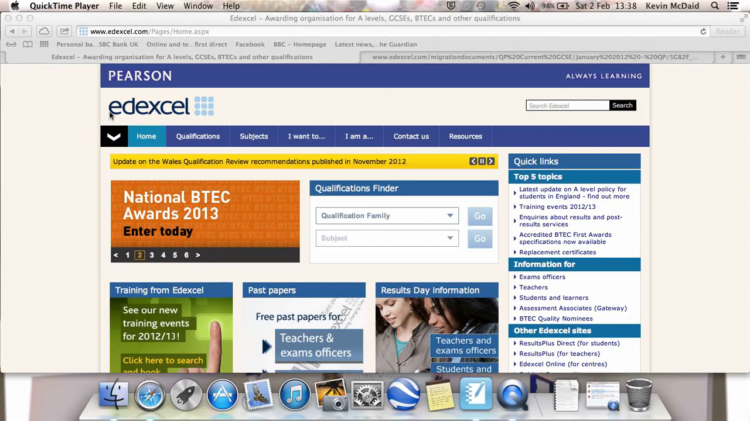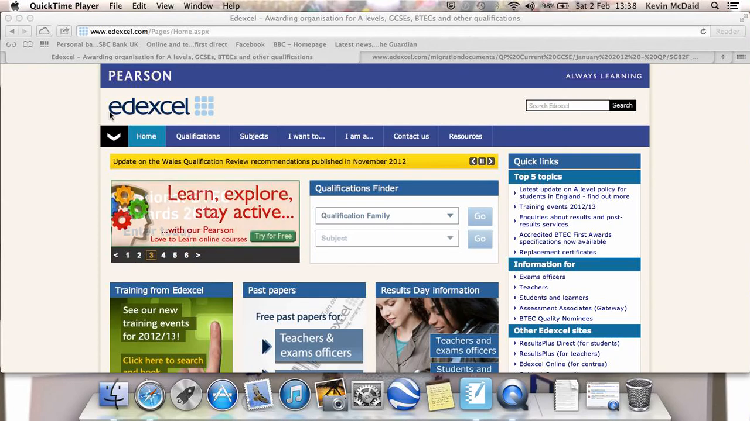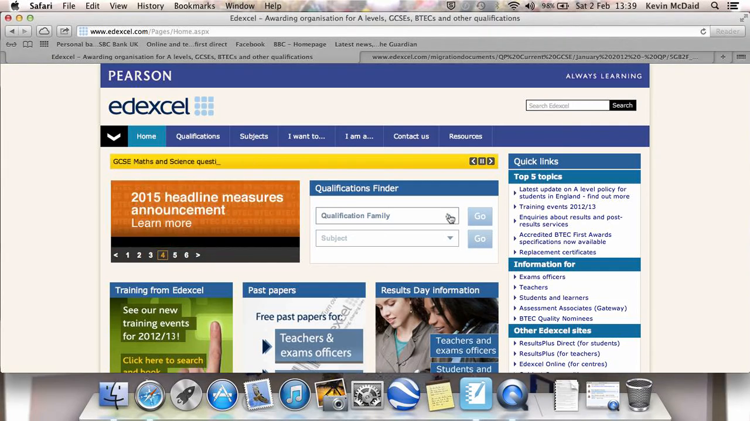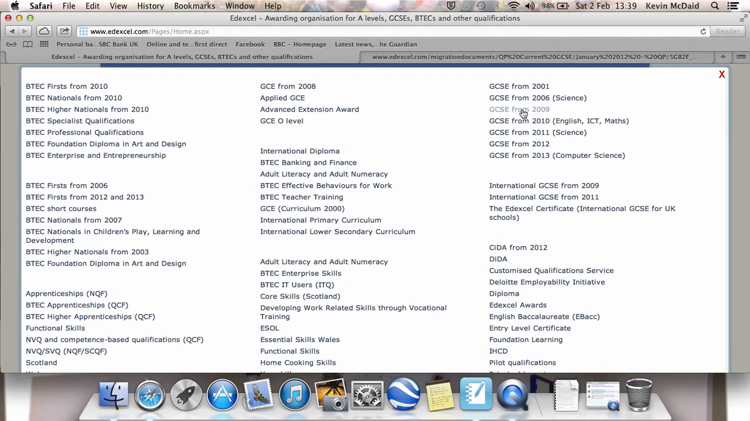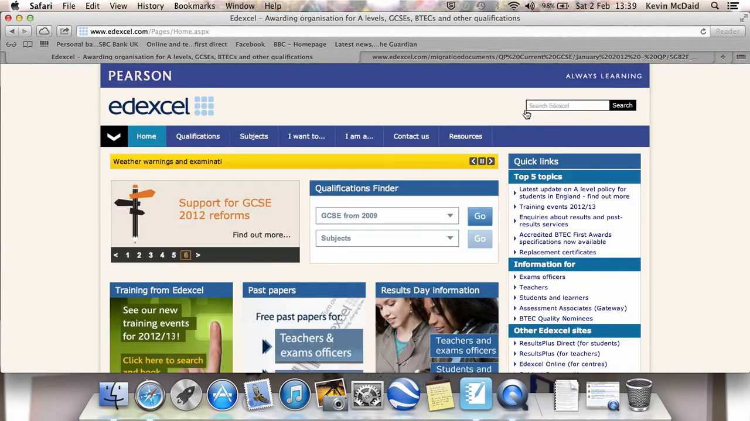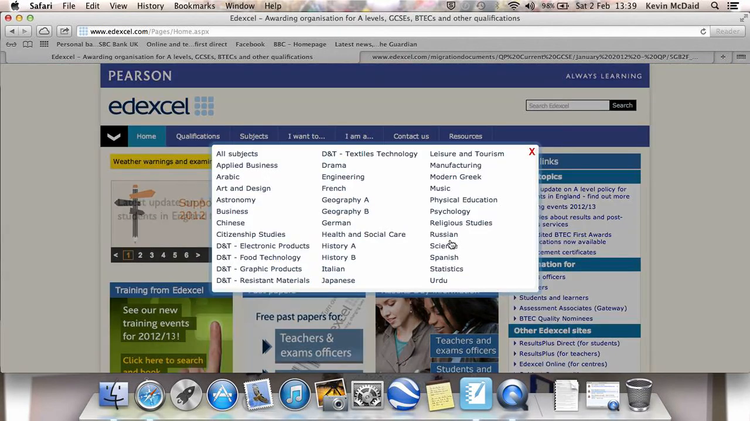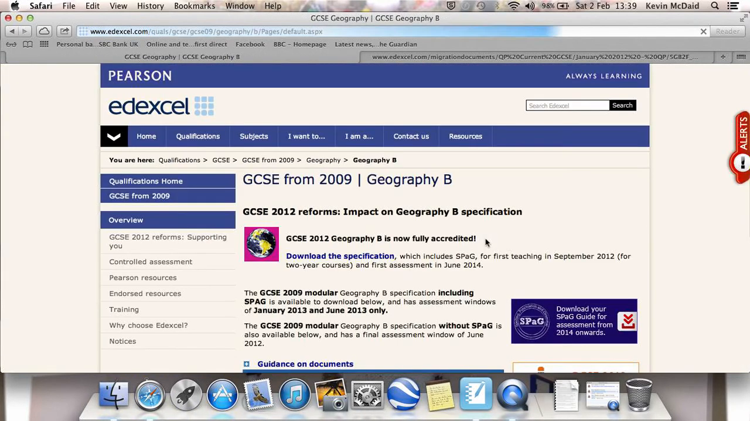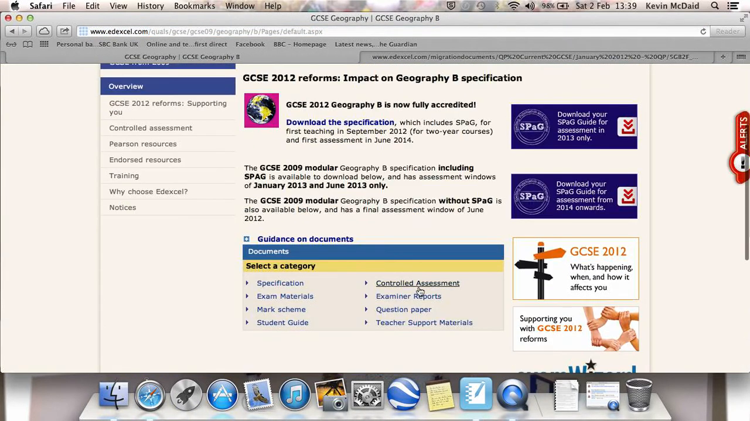So, looking for exam resources, go to edexcel.com in your browser. Under qualification family, if you are in Year 11, you need to go to GCSE from 2009. If you are in Year 10 and you're looking at this, GCSE from 2012 is where you need to go. But sticking with the Year 11 focus, GCSE from 2009, subjects, Geography B, and go, and you will have a whole number of different options here.